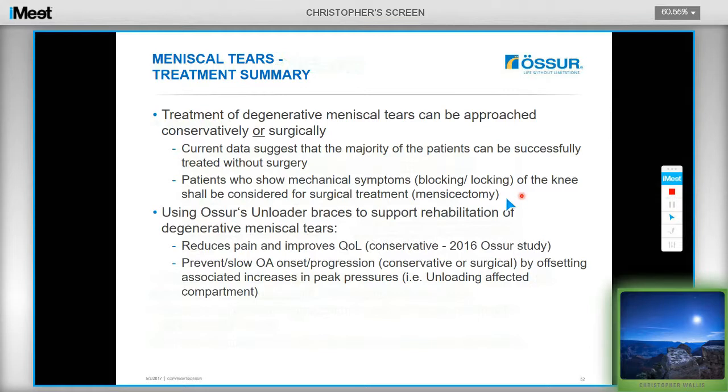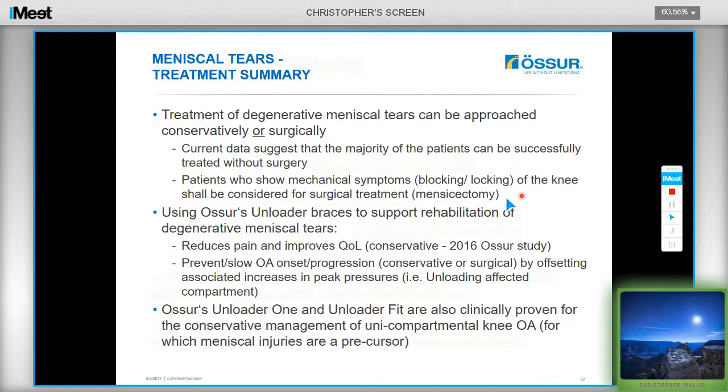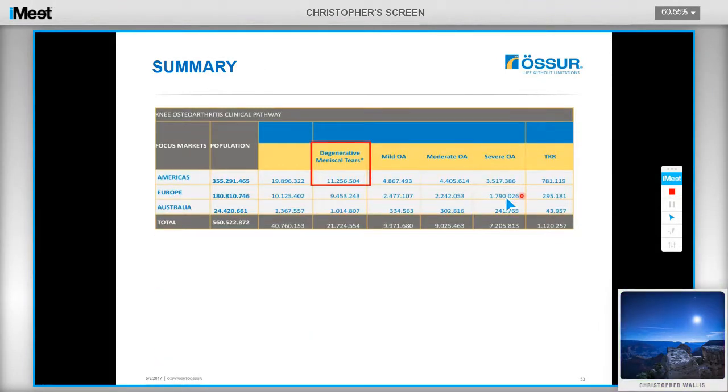So conservatively, we've got a product that is shown to reduce pain and improve quality of life. And in both the conservative and surgical, where there is loss of meniscal volume, we've got something that can offset the associated increases in peak pressures, so unloading that affected compartment. And obviously the Unloader One and Unloader Fit are clinically proven for the conservative management of unicompartmental knee OA, for which meniscal injuries are certainly a precursor.